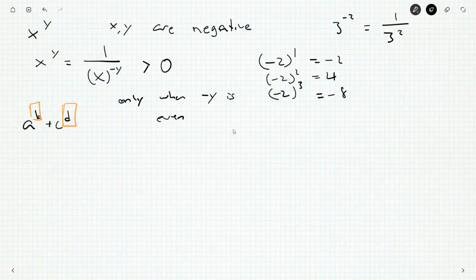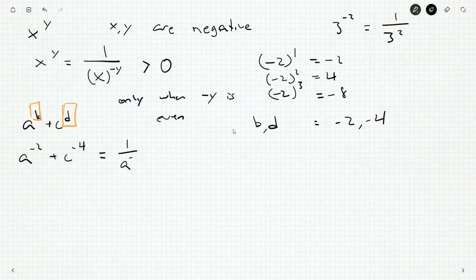We only have -1, -2, -3, -4, and -5 to choose from, so b and d must be -2 and -4. That's the only way to get even numbers. So the question is now, what do we pair them with? It doesn't matter. I'm going to say a to the -2 and c to the -4, but it doesn't particularly matter. If you wanted -4 first, that's fine. We don't know what a and c are yet. So we get 1 over a squared plus 1 over c to the 4.